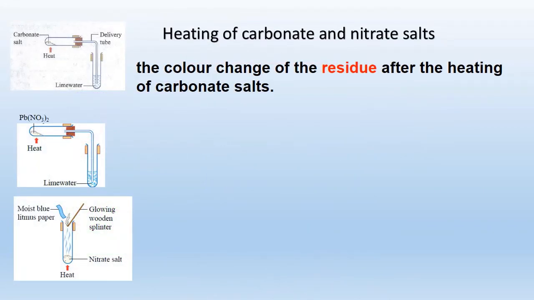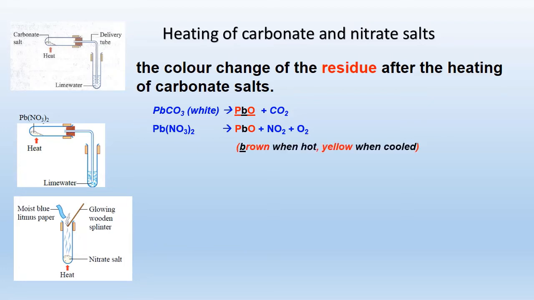Heating of carbonate and nitrate salt. The color change of the residue after the heating of carbonate salts. Lead 2 carbonate is white. Lead 2 carbonate decomposes to produce lead 2 oxide and carbon dioxide gas. Lead 2 nitrate decomposes to produce lead 2 oxide and nitrogen dioxide and oxygen gas. Lead 2 oxide is brown when hot, yellow when cool.